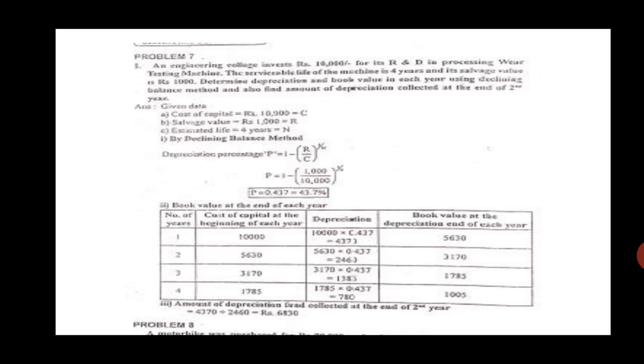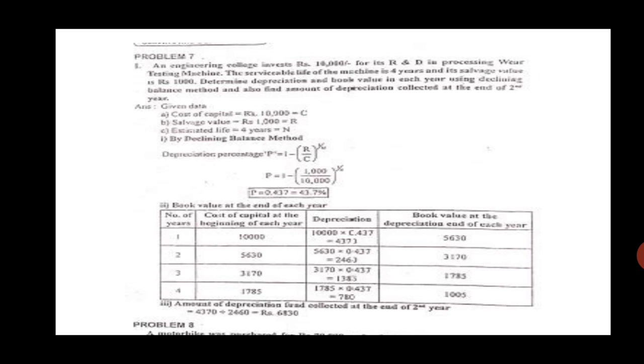Similarly for the third year, this 3,170 will become the cost of capital, and we will multiply this 3,170 by our depreciation percentage, that is 0.437. We get the depreciation amount as 1,385 rupees, and we will deduct this 1,385 rupees from the cost of capital, that is 3,170. So the book value at the end of the third year will be 1,785 rupees.